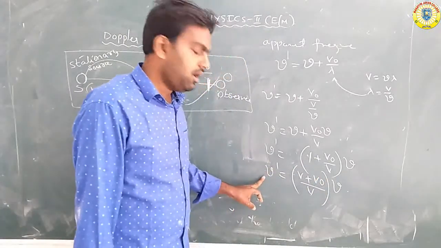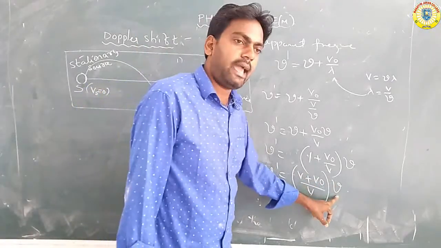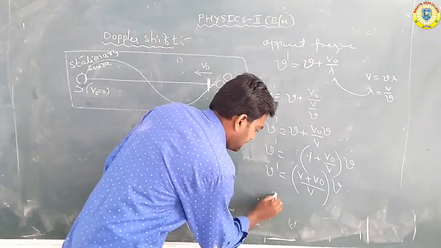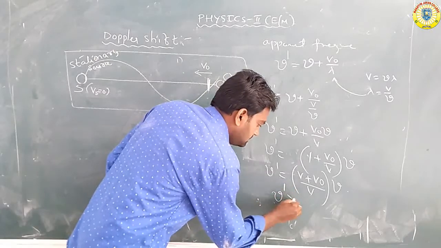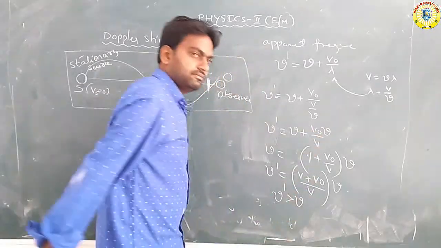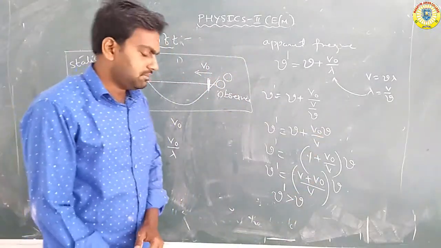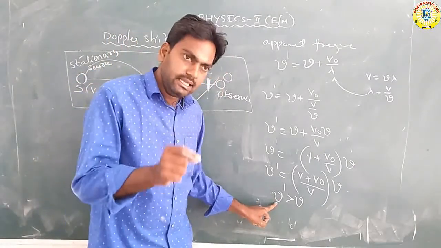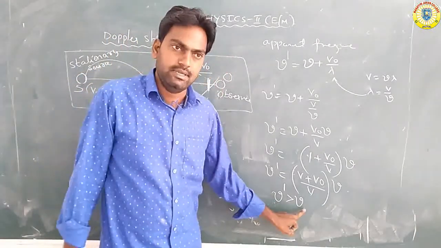So nu dash is equal to the apparent frequency, and nu is the actual frequency. Here we can write the conclusion. So nu dash is greater than nu. That means the apparent frequency is greater than the actual frequency.